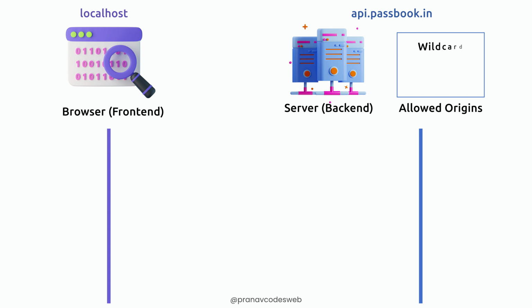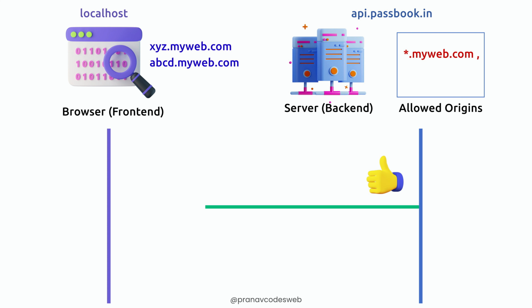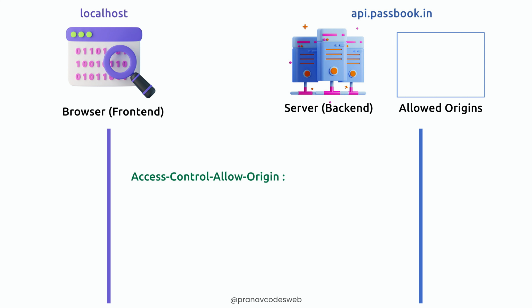If the value of these headers is a wildcard, that is star, then everyone can access it. For security, however, this will be hard-coded to some domain or subdomains. For example, star.myweb.com. So in that case, xyz.myweb.com and abcd.myweb.com both can access the server resource. In our case, the server will also need to add localhost in this list. You can also put multiple domains with a comma operator. So something like star.abc.com, star.xyz.in.